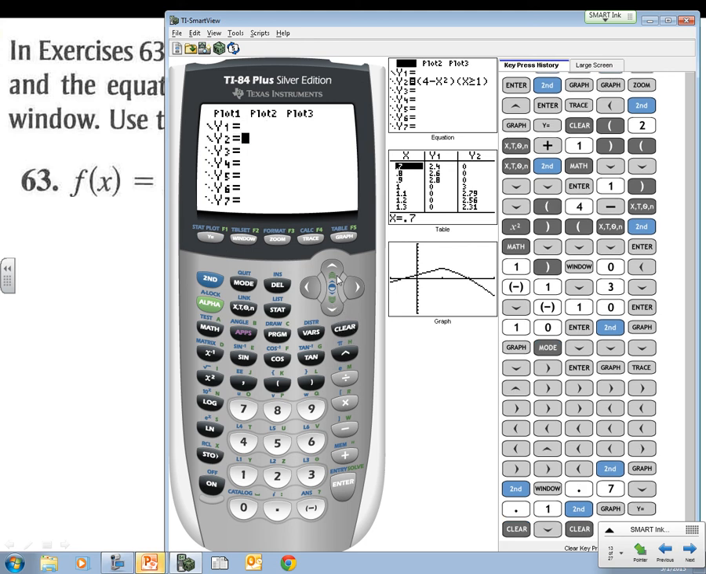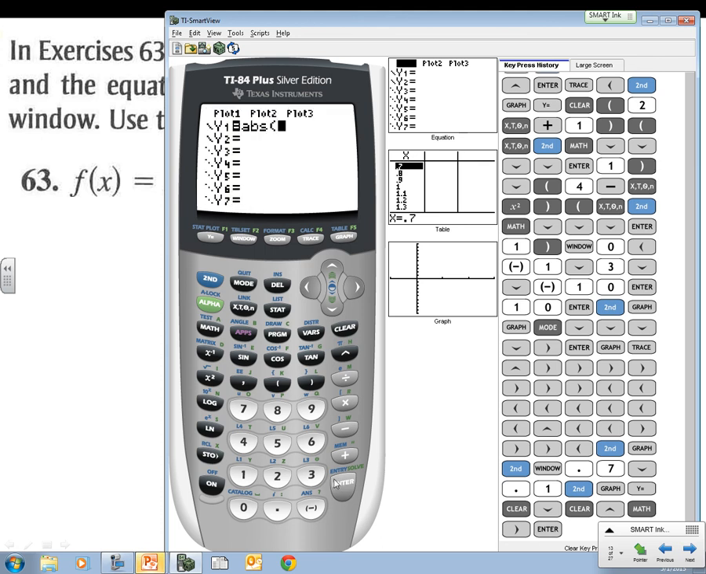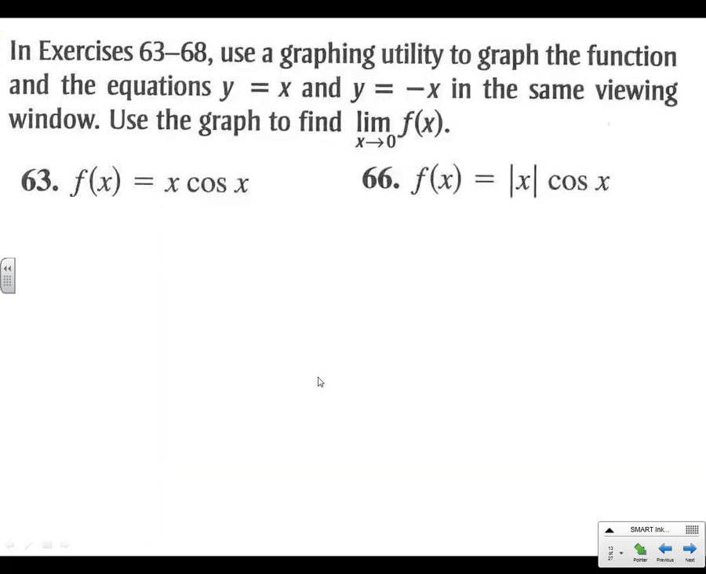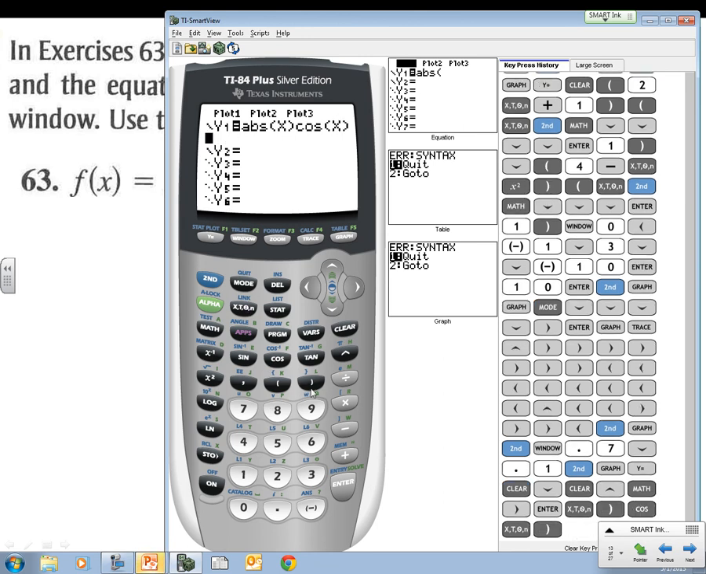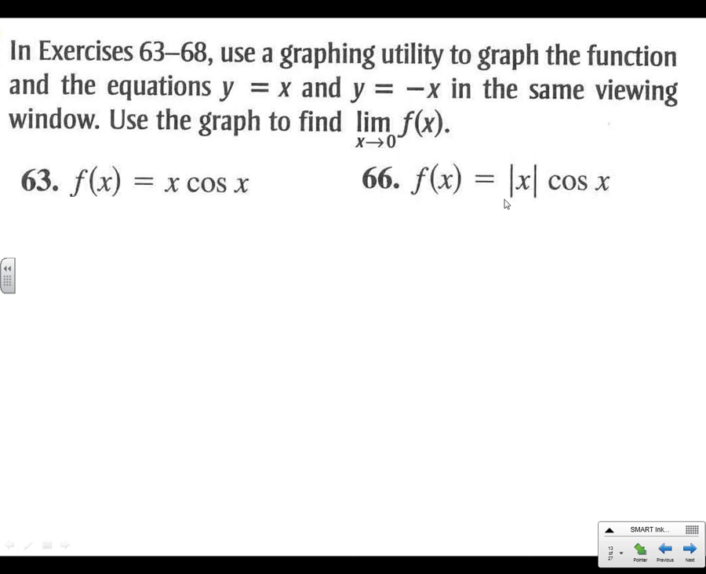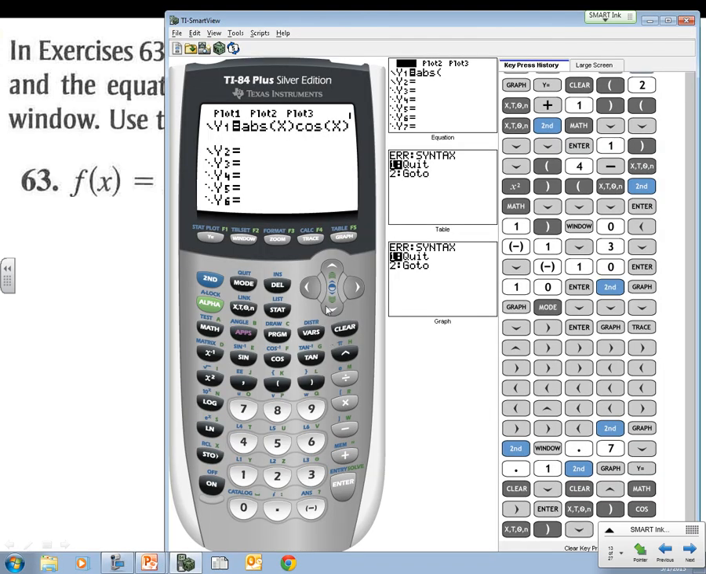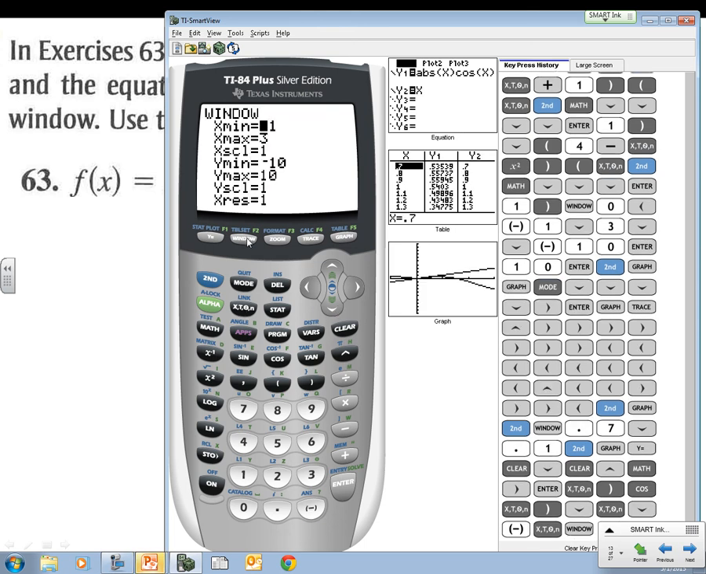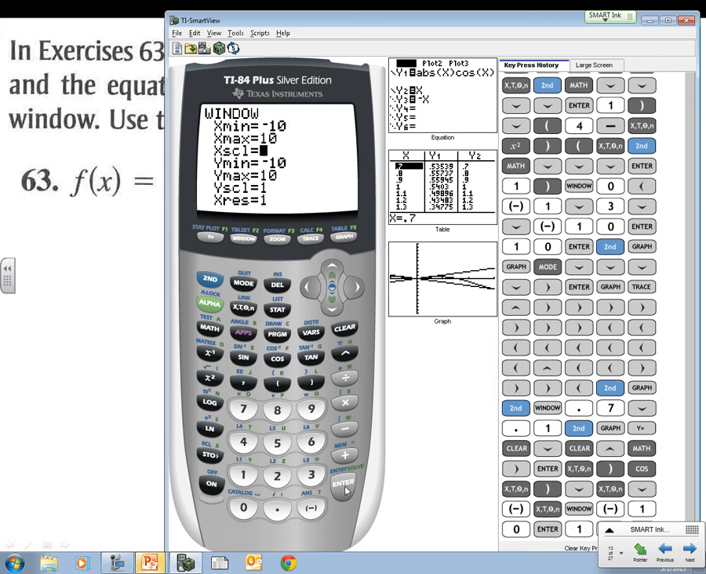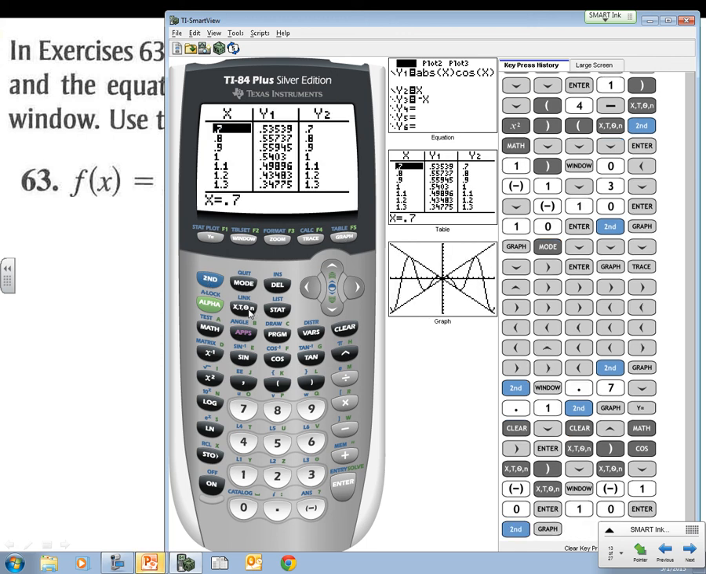Alright, 66, absolute value of x, cosine x. Clear this off, let me get rid of y2 as well. Absolute value is in math, there it is over in num. Cosine x. And we are going to be approaching 0 here. It says also let's graph x and negative x. So we're going to plug in x, we're going to plug in negative x, and I'm going to change my window here from negative 10 to 10 as well. Just as a good starting point. And let's see what happens.